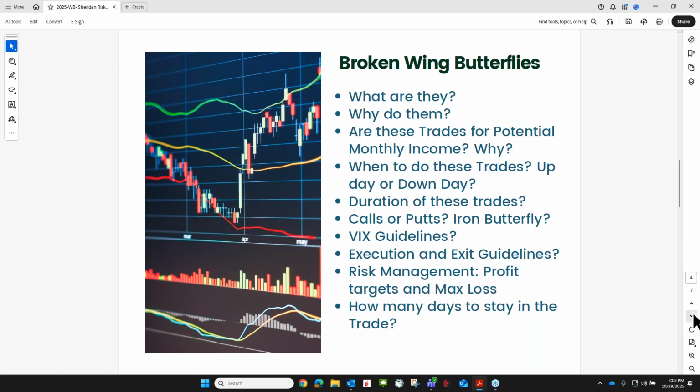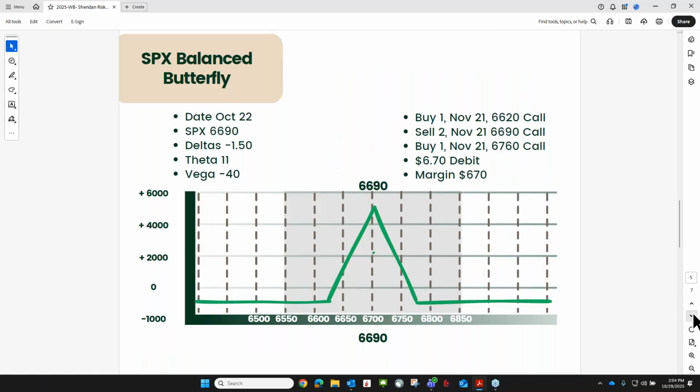So we're going to answer, what are broken wing butterflies? Why would you do them? Are these trades you might use for potential monthly income, and why? When to do these trades, up day or down day? Duration of these trades, calls or puts, iron butterfly, VIX guidelines, and some other stuff. So hopefully we get through all of these, but let's start with a picture, and let's go from there.